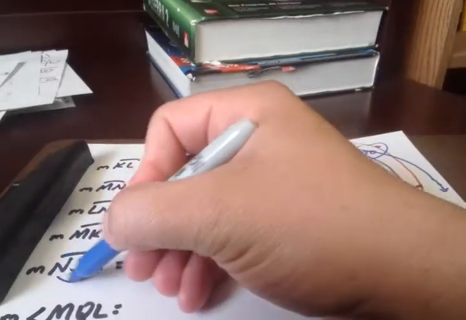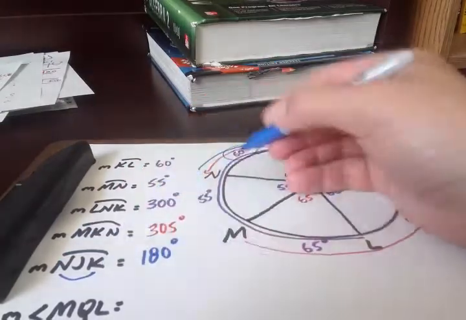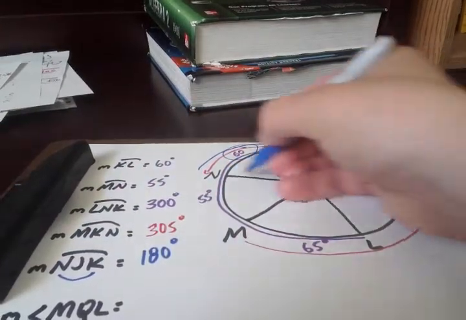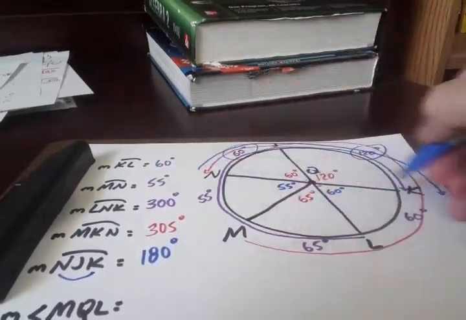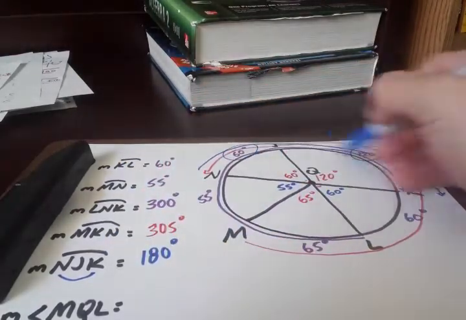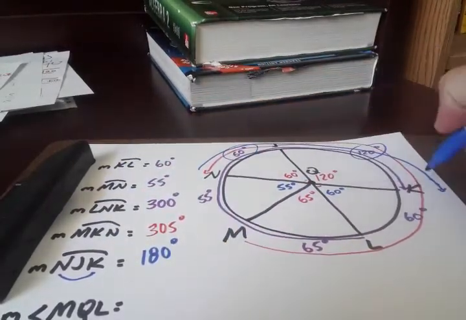Which makes sense, because if we went from N to K on a line, right, that's this diameter, right? That's what they told us KN was the diameter. So, of course, the diameter is 180 degrees.